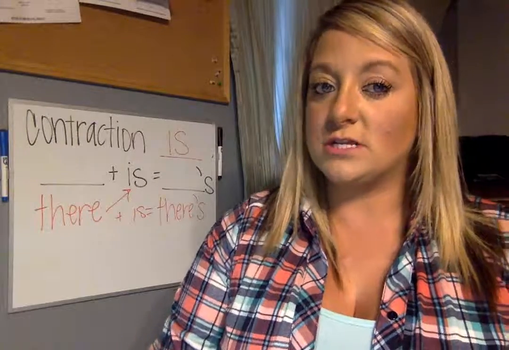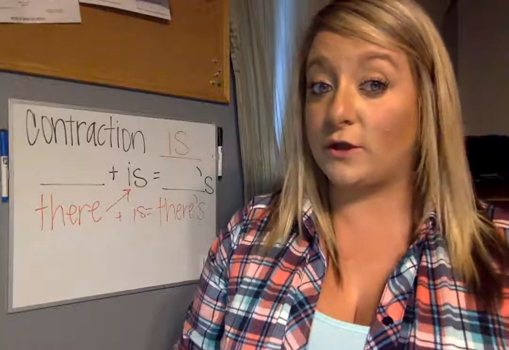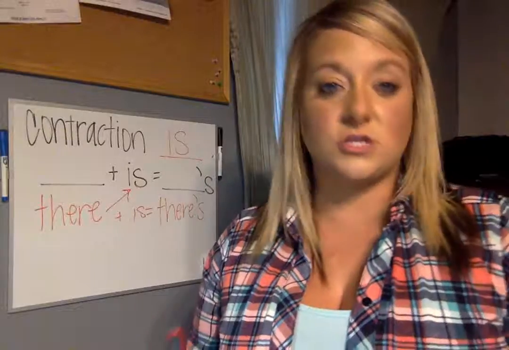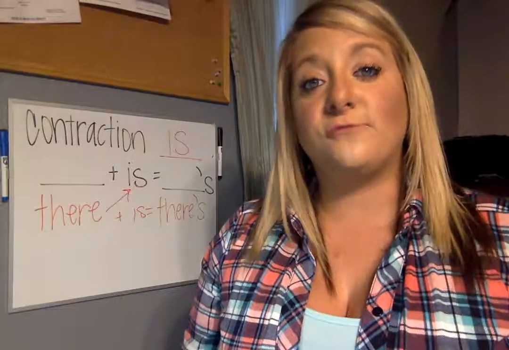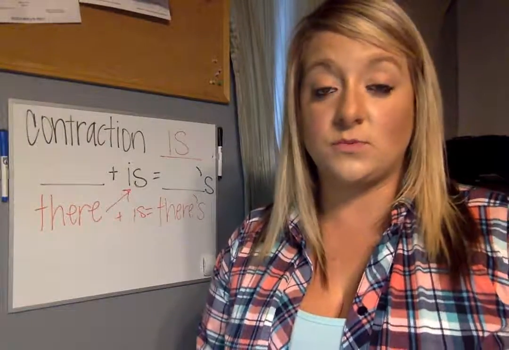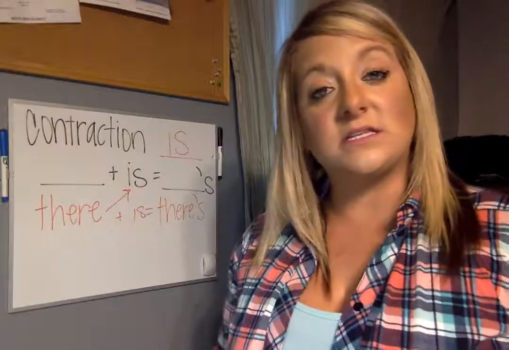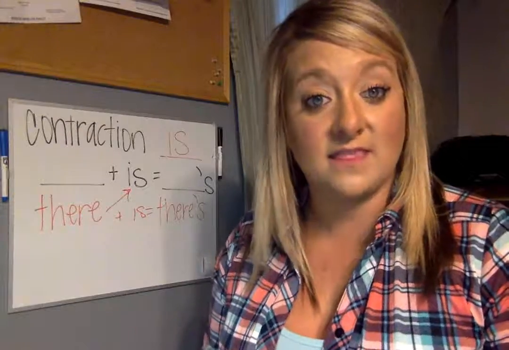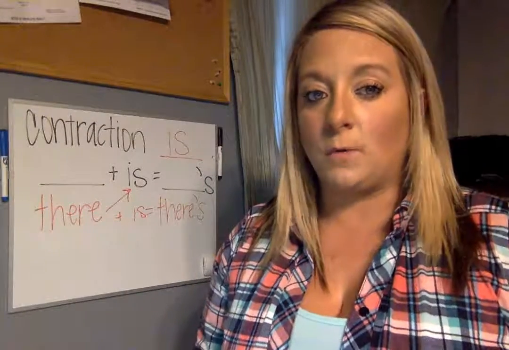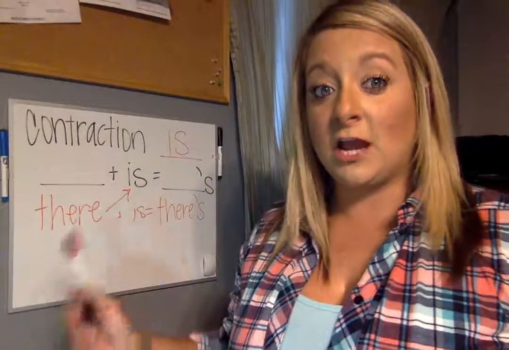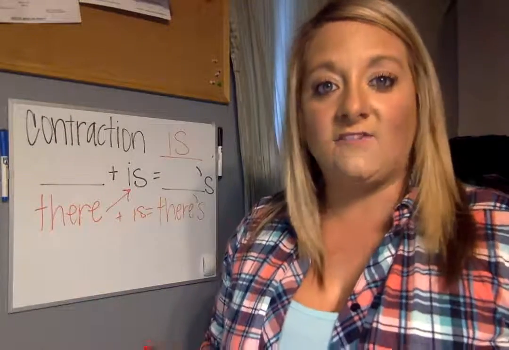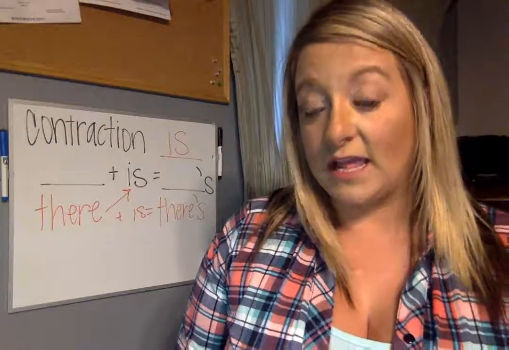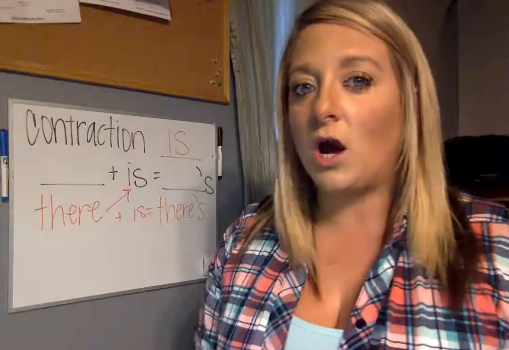In other contractions, there could be one or two letter omissions. Here, it's just a one letter omission. So for the word is, with the contraction, you're going to delete the letter I, add an apostrophe, and just keep the S at the end. For example, this would be, there is my car. If I'm going to use that as a contraction, it would say, there's my car.